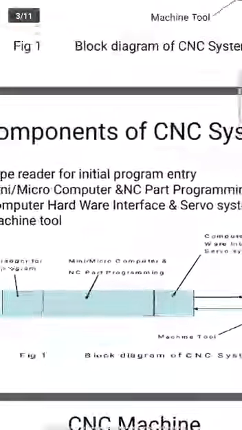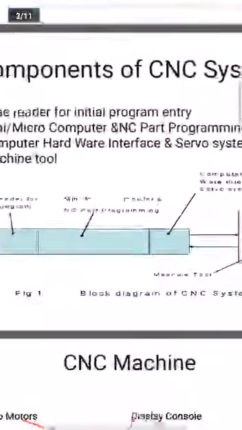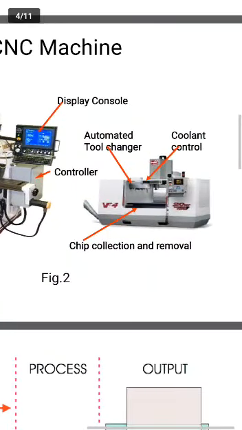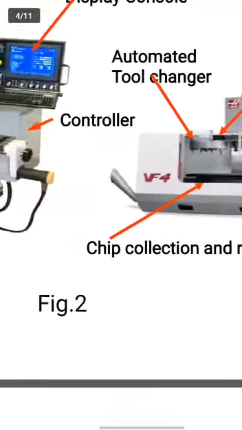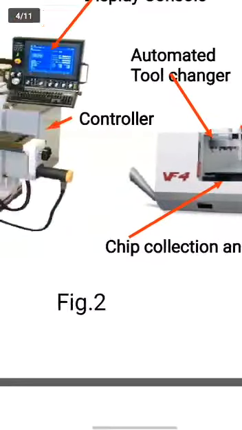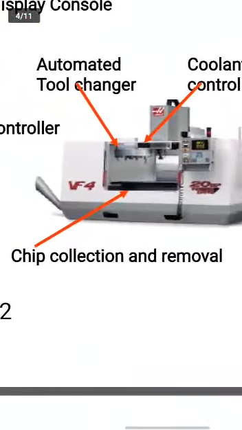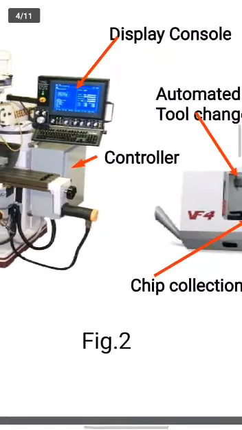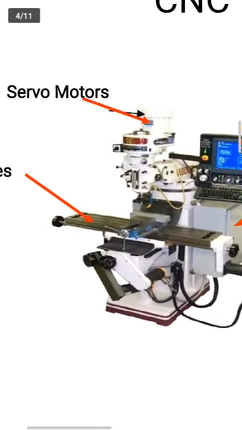So today we have studied this line diagram of CNC and the different components of CNC. So this is the CNC machine, with its different components. Here it is coolant control, and here is chips collection. Next, automatic tool changer. These are the automatic tool changer controllers, which will be here. This is the display device.